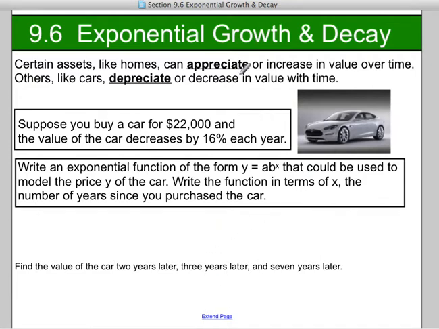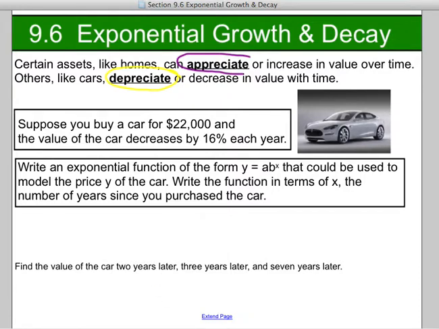Certain assets like homes can appreciate or increase in value over time, while others like cars depreciate or decrease in value with time. So let's go ahead and look at some depreciation problems or decay problems.